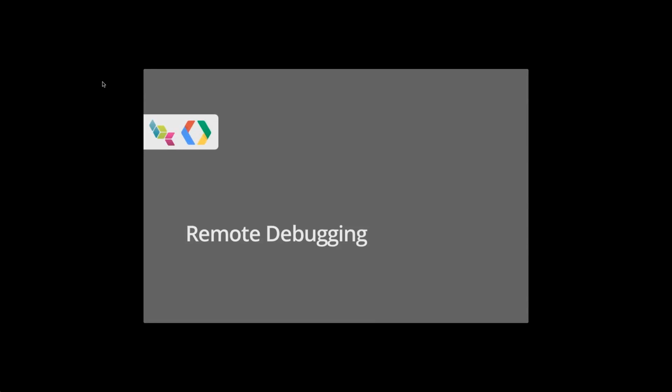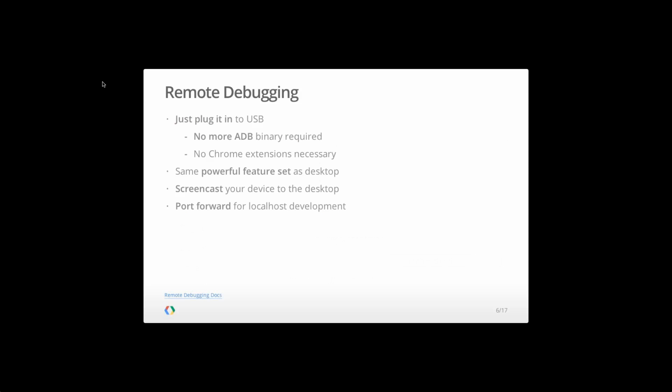So remote debugging. You can now remote debug just by plugging your phone or your whatever device into your computer, and you don't need an ADB binary, you don't need any extensions. You have all the same powerful features that you have on desktop, and you can screencast your device to your desktop, so you can view your device's screen in DevTools, and you can forward the ports so you can develop for localhost on your device.